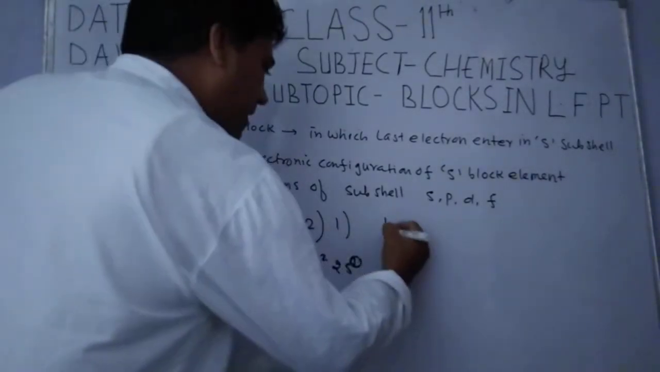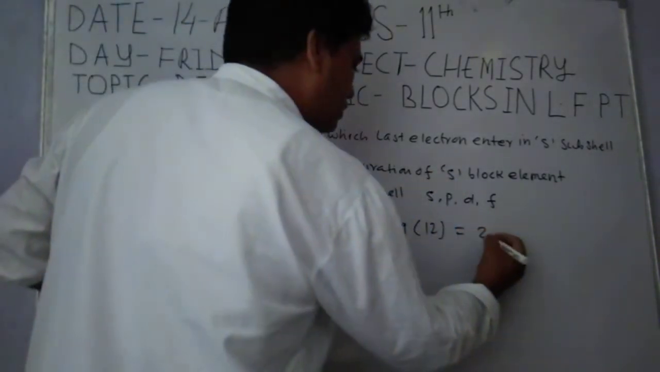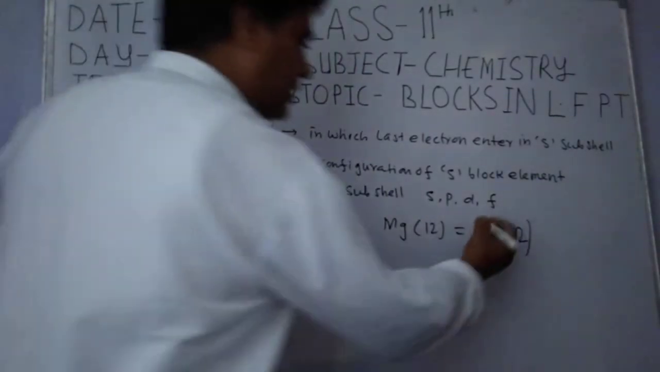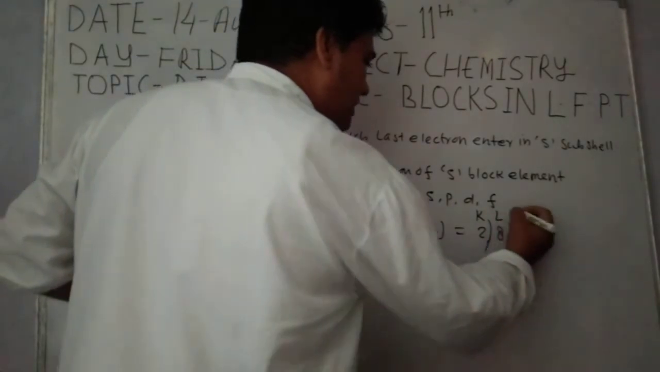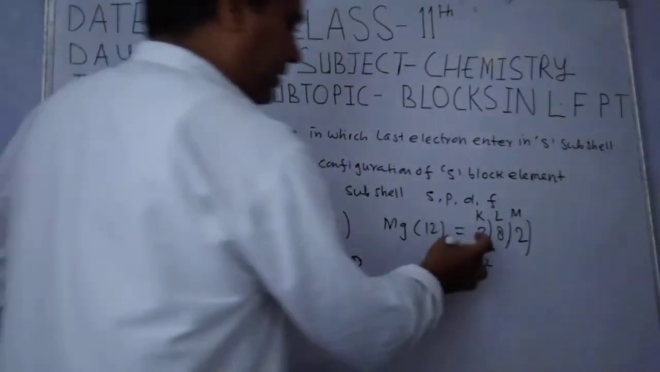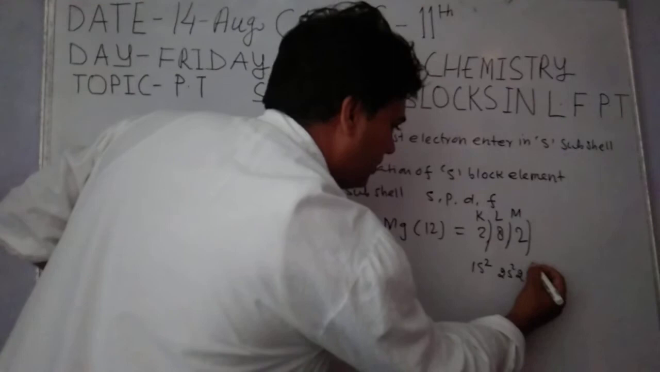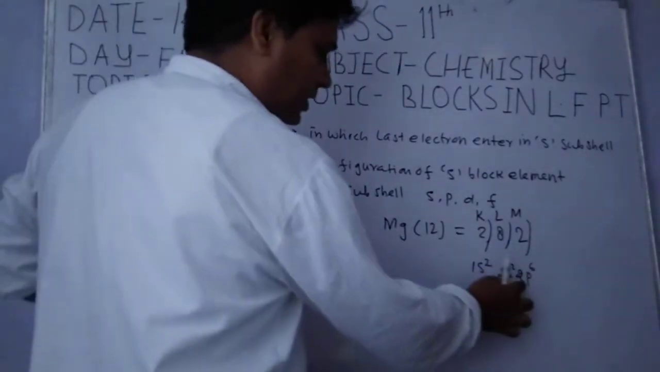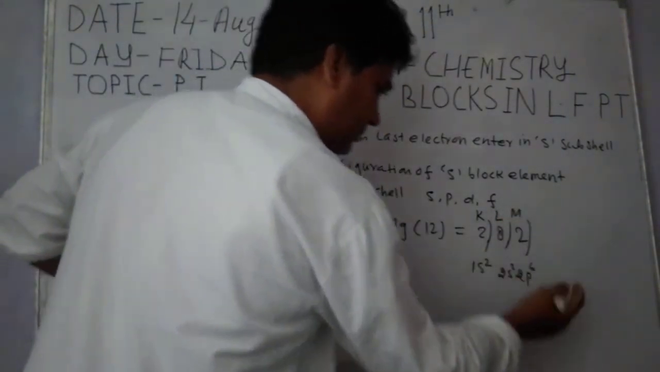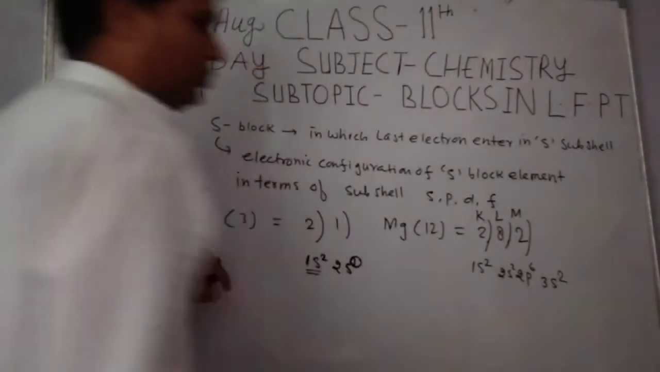In case of magnesium, atomic number is 12. We can write 2, 8, 2. This is K cell, L cell and M cell. So we can write 1s2 for K cell and L cell 2s2 2p6, because in p subcell maximum number of electron is 6. Then third cell which is written as 3s2.